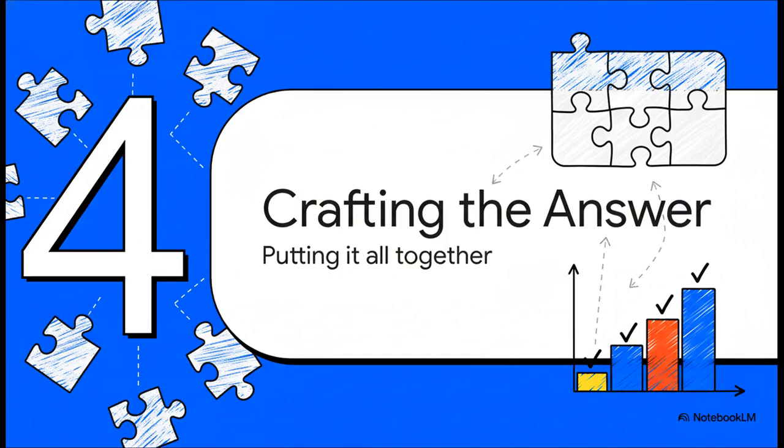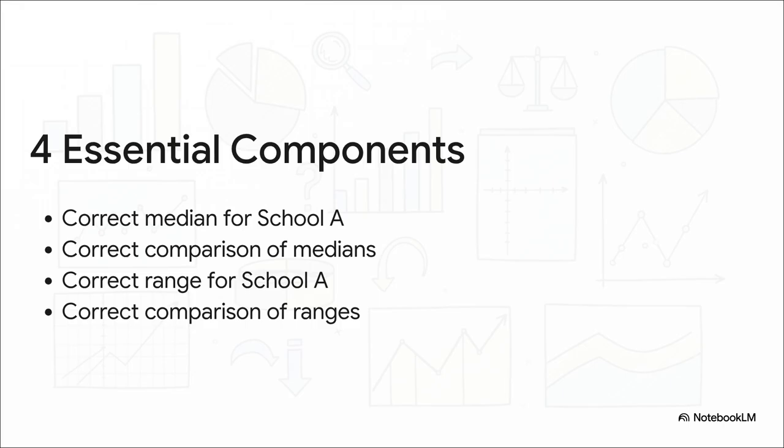So, we've collected all the pieces. We know exactly what the examiner wants to see for each and every mark. Now let's put them all together into one seamless, perfect 4-mark answer. Okay, so to be absolutely crystal clear, your final answer must have these 4 parts. You have to state the median's value, and then you have to compare the medians. Then you state the range's value, and then you compare the ranges. Every single one is worth a mark, so if you miss even one, you can't get full marks.